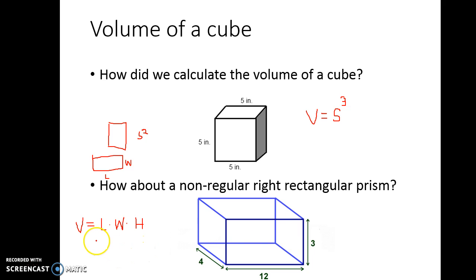In this case, what would it be? 12 times 4 times 3. Can you calculate what that would be? Pause it if you need a moment to calculate, but that would be 144 cubic inches, if this were inches, or centimeters, or whatever the measure is.